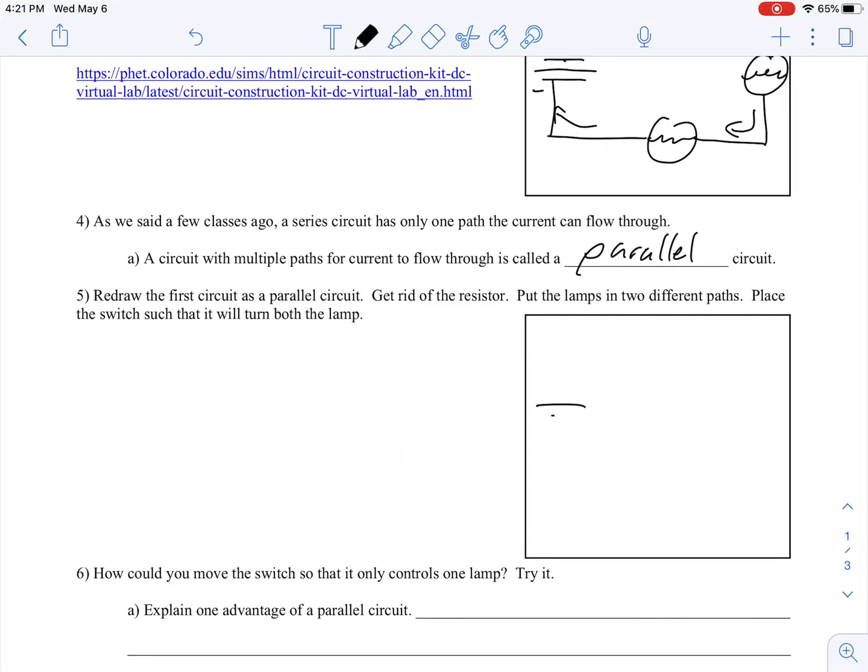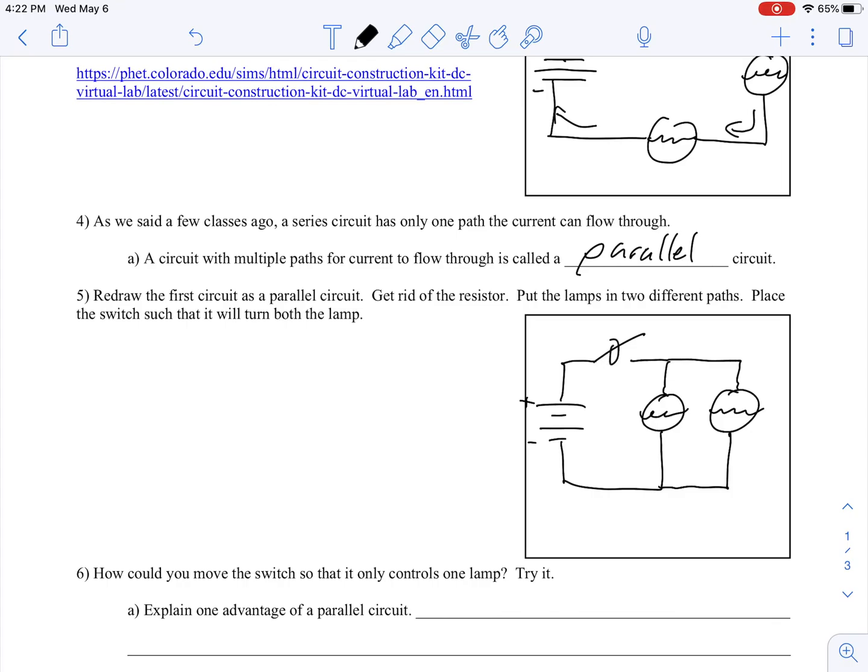So here's my diagram. I have a battery. I always label the positive and the negative end. Then we have my switch. Then we have my first path with a lamp, which makes its own loop, and then my second path with a lamp. Now notice how the switch is turning off both lamps because it's not letting the current get past this point here. Current can't get past there, so it can't get to either lamp.